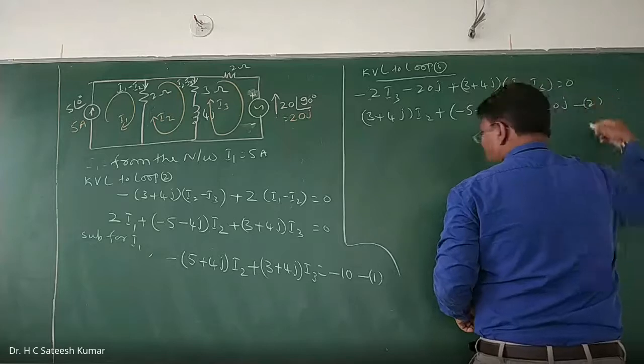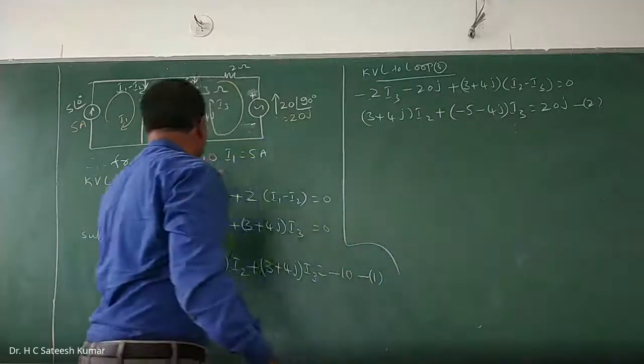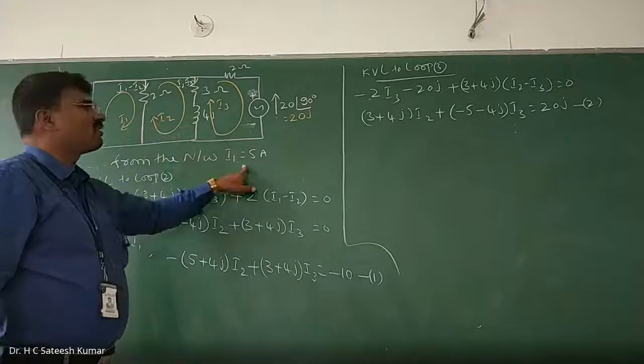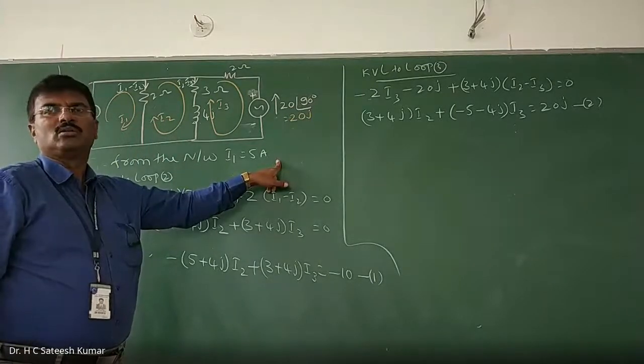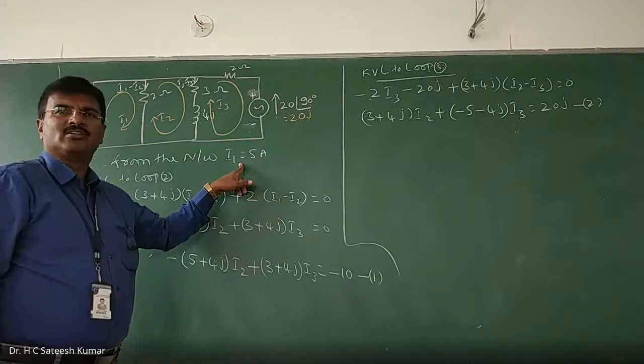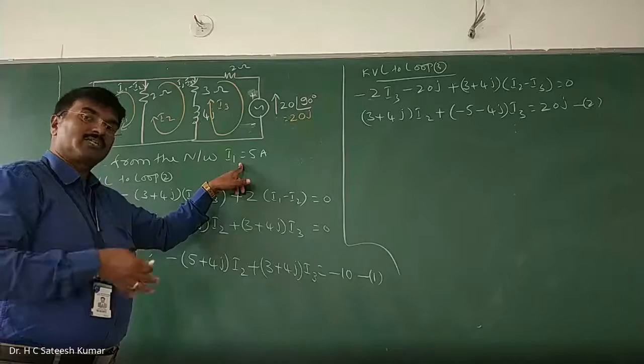So that is the reason. See, if the same problem had real values, I would not have substituted this one. If you are not substituting it, you will get a 3 cross 3 determinant. Solving a 3 cross 3 determinant with complex values is very difficult.